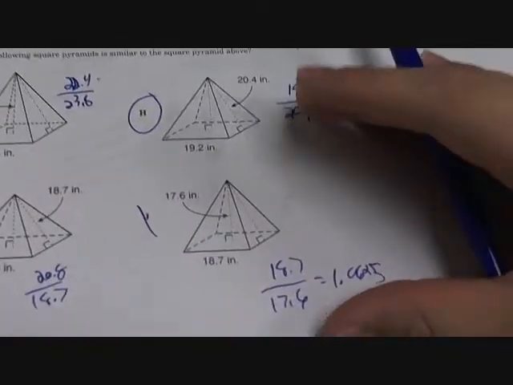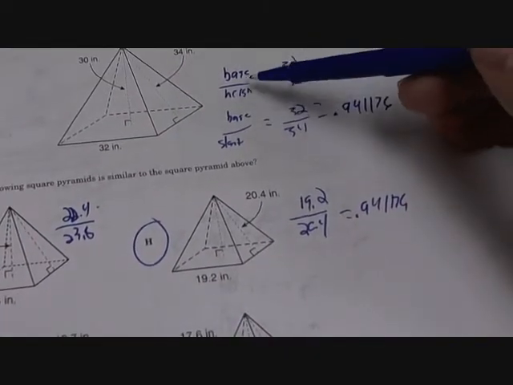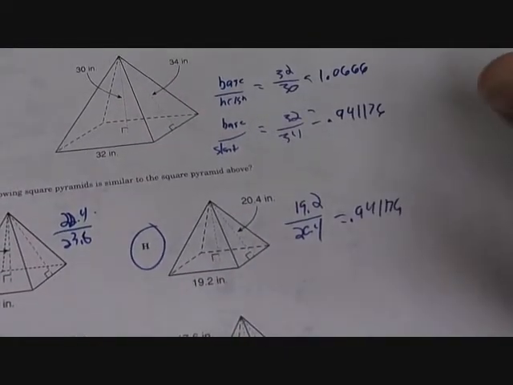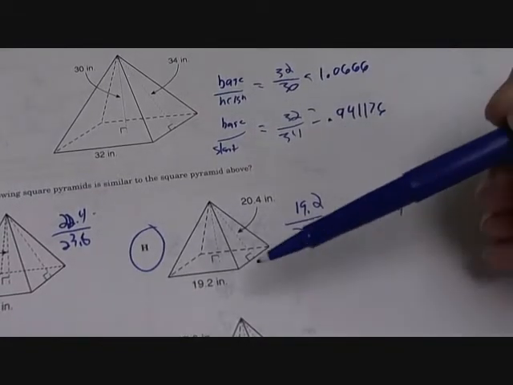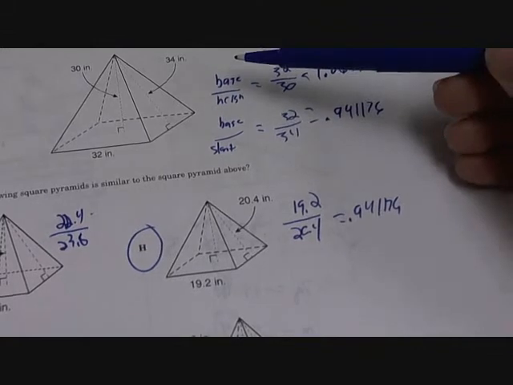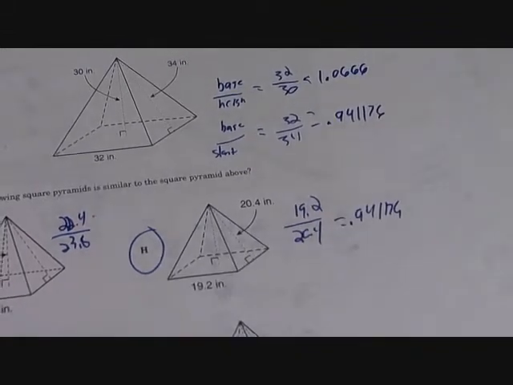It is H. So remember, you have to write down your proportions. Base to height, or you can do height to base. Doesn't matter, but you have to keep it the same. If you do base to height, you have to do base to height for this one. If you do height to base, you have to do height to base on this one as well. Alright, so that's pretty much it for this one. It's pretty easy.